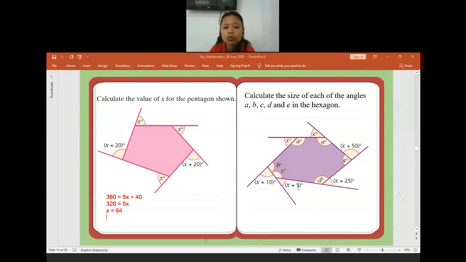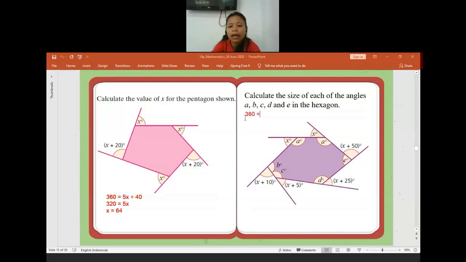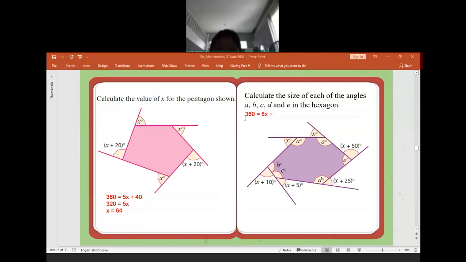Now let us continue to this question. Which one do you want to do first, the exterior or the interior? Exterior. Yeah, we do the exterior first. So 360 equals how many x are there in total? 6x. Okay, 6x plus 90. Is there anyone confused?